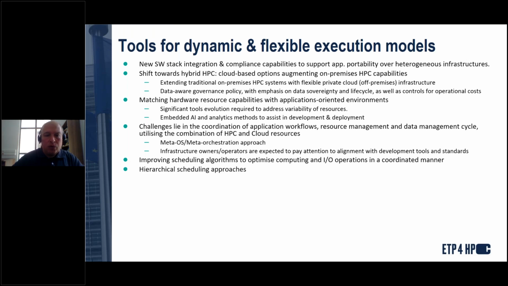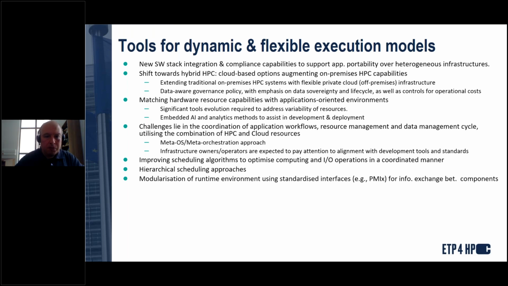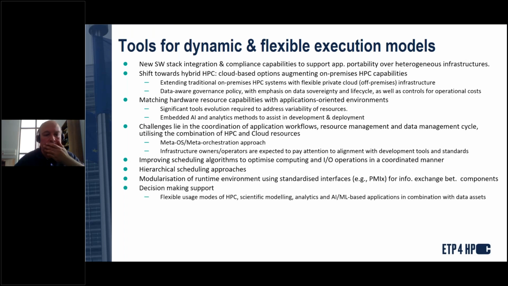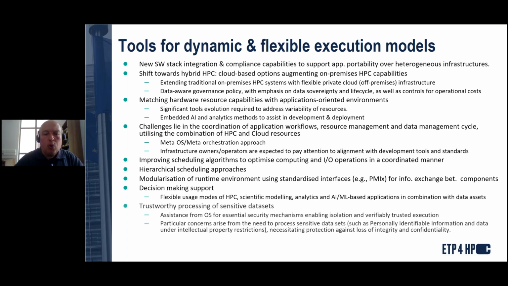Improvements in scheduling algorithms and particularly hierarchical approaches, I think, are promising. And one practical aspect that seems to gain attention is that we need to have a standardized way to do information exchange between the components. The MIX is a promising standard in this direction. And if we go to more interactive usage of the infrastructure, for example, for decision-making support, then we need to consider more flexible usage modes for the combined infrastructure.